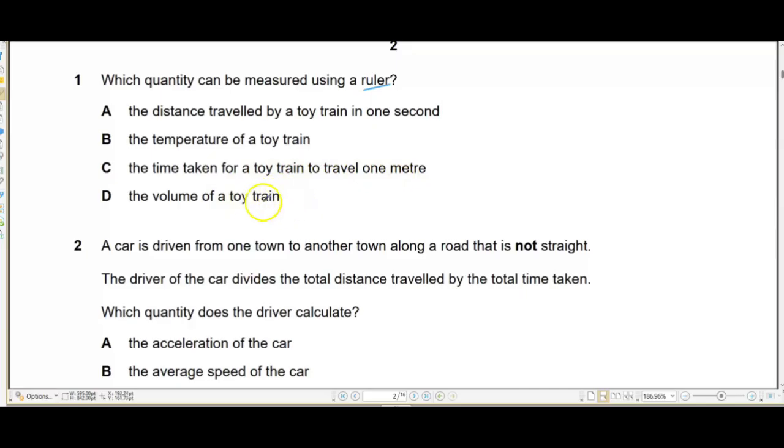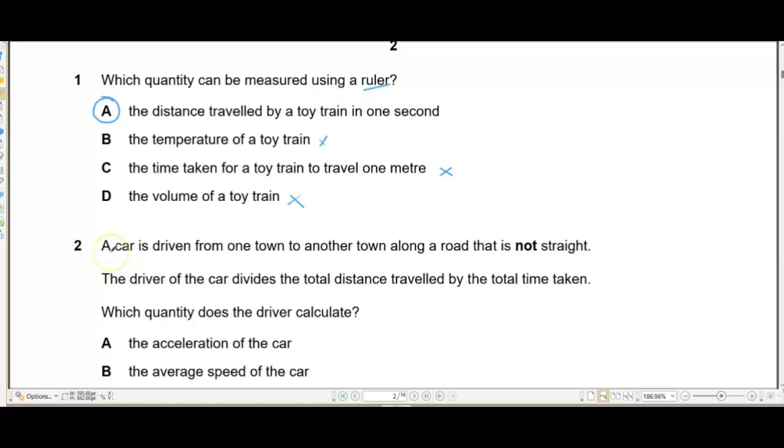Now if we see our options, the toy train is somewhat an irregularly shaped object, so the volume can be measured using a measuring cylinder. So the ruler is not going to be used. And option C states the time taken for a toy train; the time can be measured using a stopwatch and not using a ruler. The temperature can be measured with a thermometer and not a ruler. So A, the distance traveled by a toy train in 1 second, can be measured by the ruler.